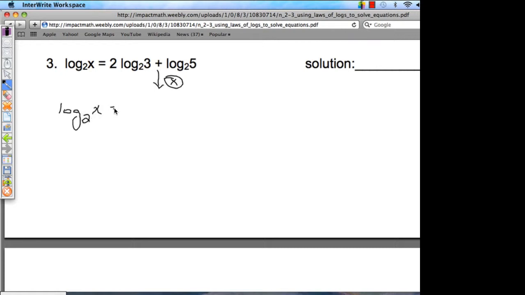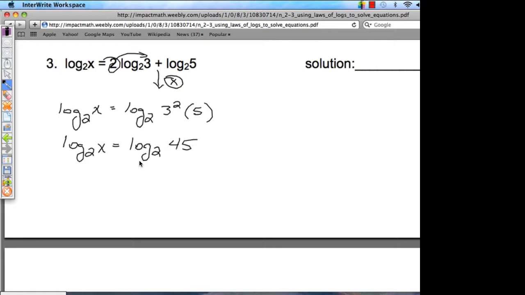Log base 2 of x is equal to the log base 2. This 2 comes up as an exponent, so it's 3 squared times 5. So log base 2 of x is equal to log base 2 of 9 times 5, or 45. Both are log base 2's, so there's really no more work to be done. X is equal to 45. So that was a fairly straightforward problem, but you had to remember the property that said when you add these logarithms, you can combine them as one as a multiplication.